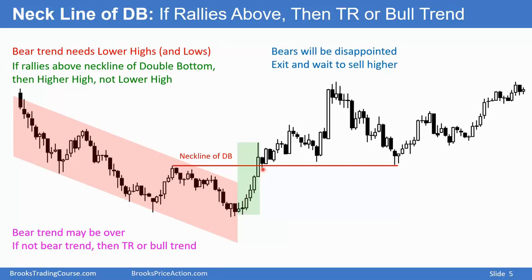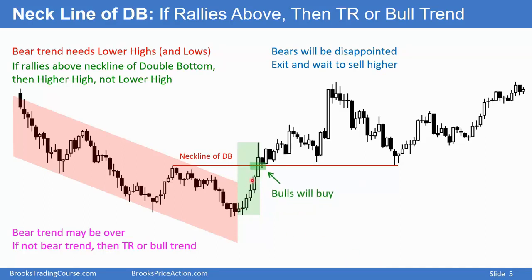The bears are clearly disappointed. More and more bears are giving up here. And by the end of this bull breakout, bears are definitely disappointed. They expect higher prices, so they'll exit for any reason. They were exiting all the way up. They were giving up during this 4-bar rally. And they'll wait to sell higher, maybe here, maybe here.